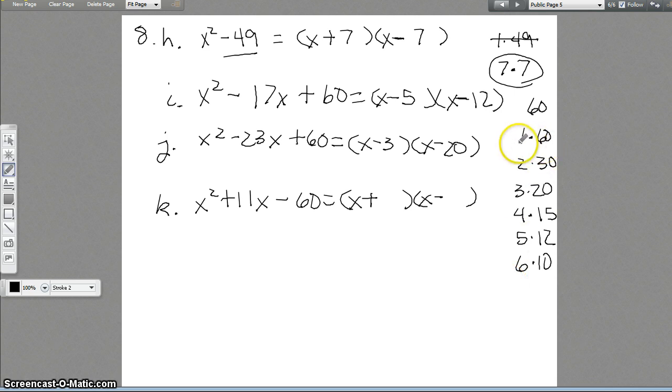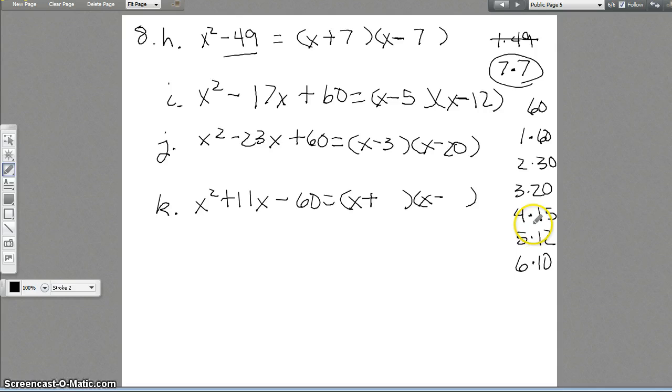So 60 minus 1 is 59. That doesn't work. 30 minus 2 is 28. That does not work. 20 minus 3 is 17. Does not work. 15 minus 4 is 9. Wait a second. No, 15 minus 4 is 11. It's not 9. 14 minus 5 is 9. 15 minus 4 is 11. So we need this pair, 4 and 15.